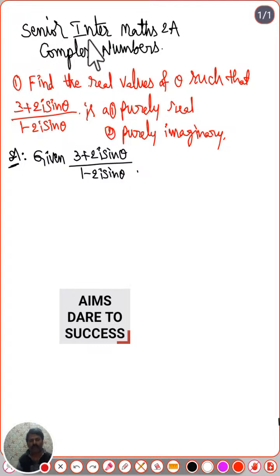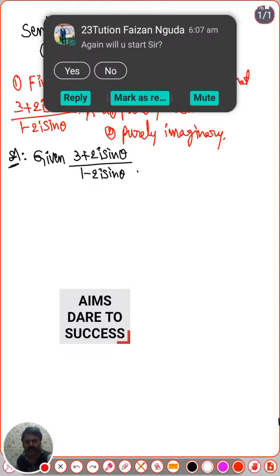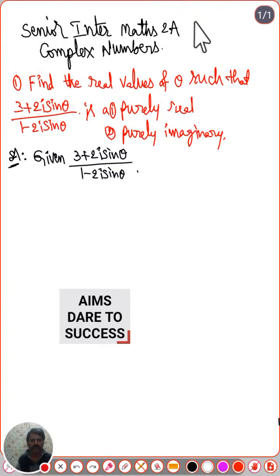Today we are discussing Senior Inter Maths 2A, first chapter, complex numbers. This is the seventh video of the first chapter. The question is: find the real values of theta such that (3 + 2i sin theta)/(1 - 2i sin theta) is purely real, and purely imaginary.